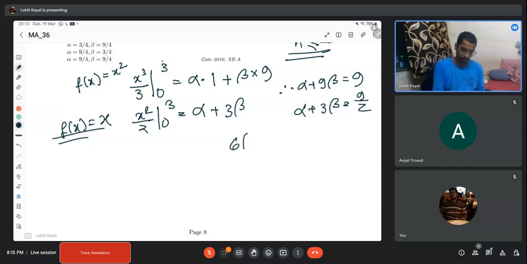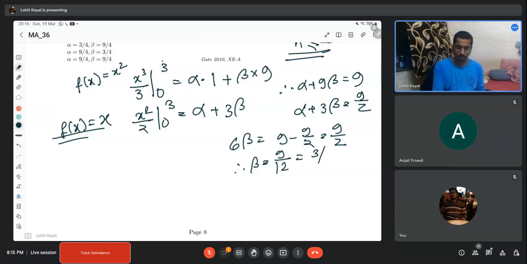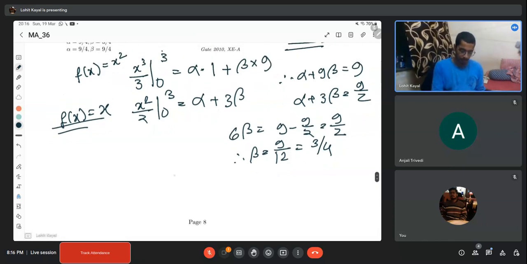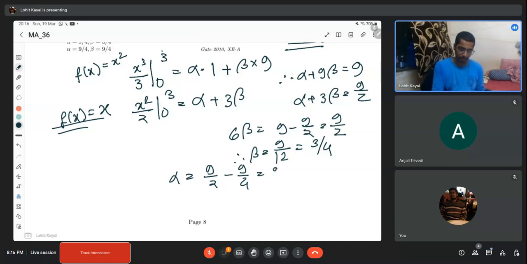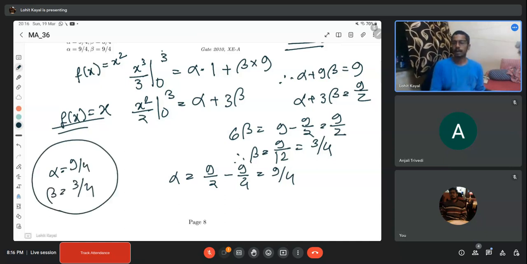It will be 6 beta equal to 9 minus 9 by 2, equal to 9 by 2. So beta equal to 9 by 12, equal to 3 by 4. That means alpha equal to 9 by 2 minus 9 by 4, equal to 9 by 4. So alpha equal to 9 by 4, beta equal to 3 by 4 is the correct answer. Okay, I hope this idea is clear.